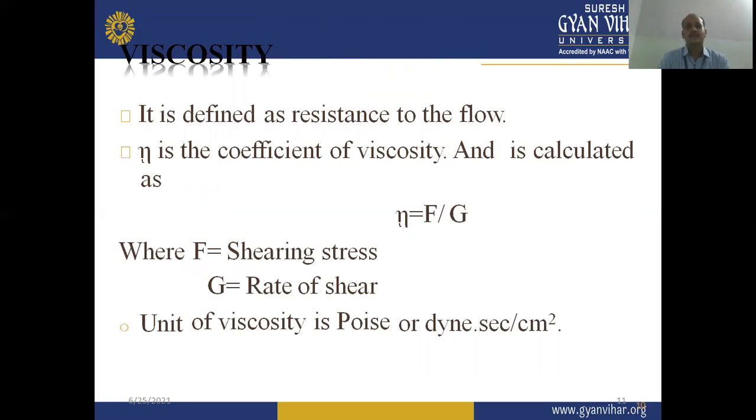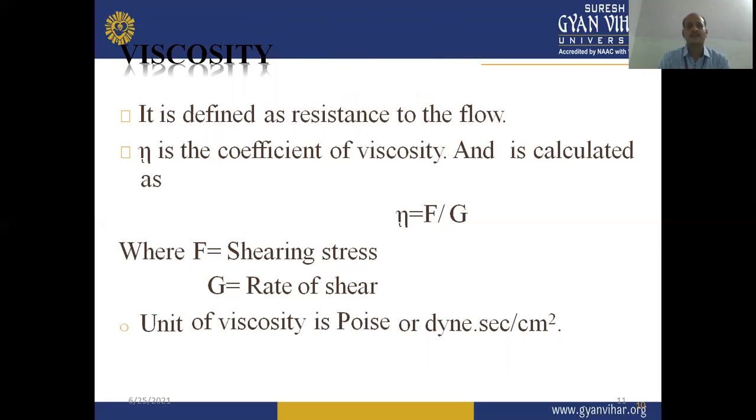Viscosity, as we discussed, is defined as the resistance to flow, and eta is the coefficient of viscosity. It is calculated as eta equal to F by G. When we rearrange Newton's law of flow equation, we can obtain the value of the coefficient of viscosity, which is commonly known as viscosity. It is given as F by G, where F is the shearing stress and G is the rate of shear.